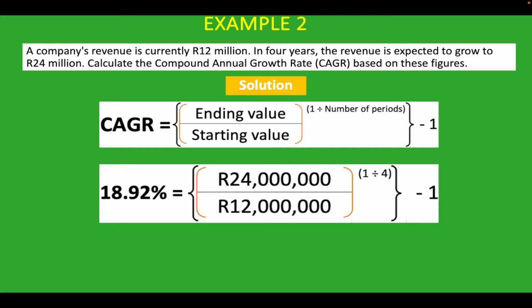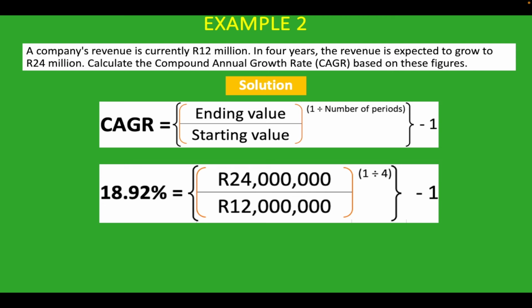Remember, you have to plug in the correct amounts in the correct places and follow the brackets. If it's confusing you, then you can just do one at a time. Just take 24 million divided by 12 million, get that answer, and then you also do 1 divided by 4, get that answer. So it's going to be the answer here to the power of 0.25, which is the 1 divided by 4, and then when I get that answer, I just have to deduct 1 and I will get 18.92%. So on average, year on year, this company's revenue is growing by 18.92%.